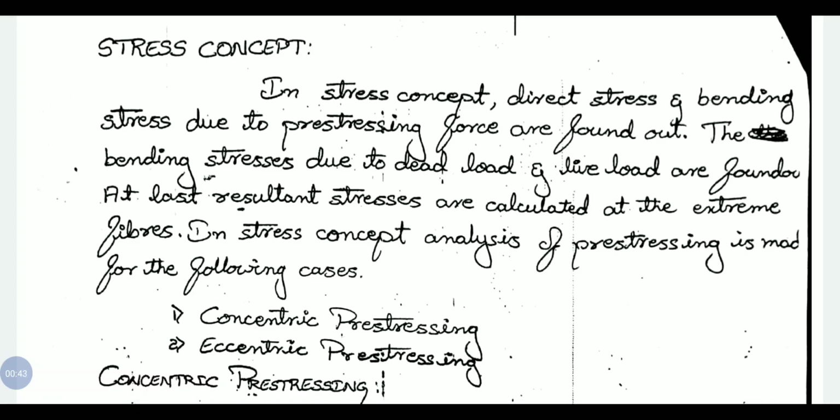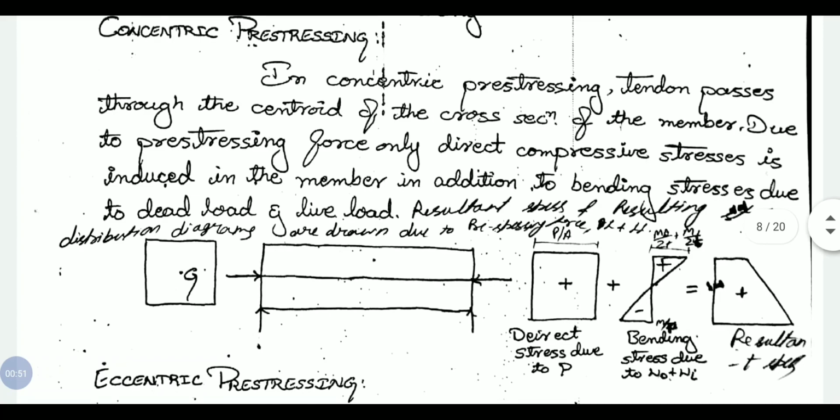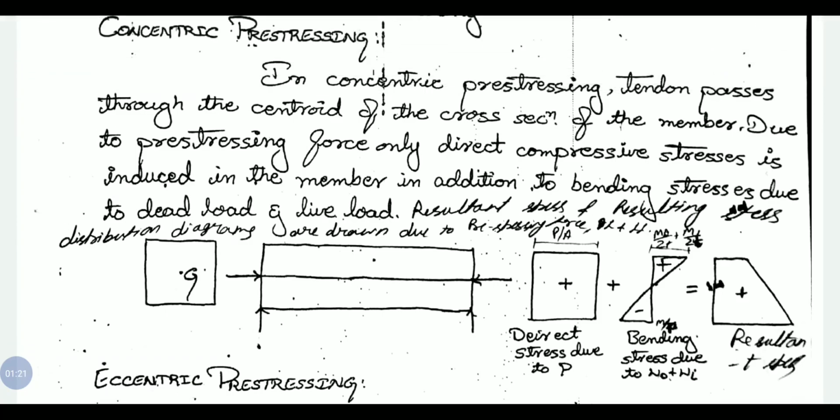Here we have two different cases, concentric prestressing and eccentric prestressing. As the name itself indicates, in concentric prestressing, the tendon is provided along the neutral axis or centroidal axis of the section. When the tendon is provided along the neutral axis or centroidal axis, the prestressing force will develop direct compressive stresses on the concrete, but there will be no bending stresses in the concrete.